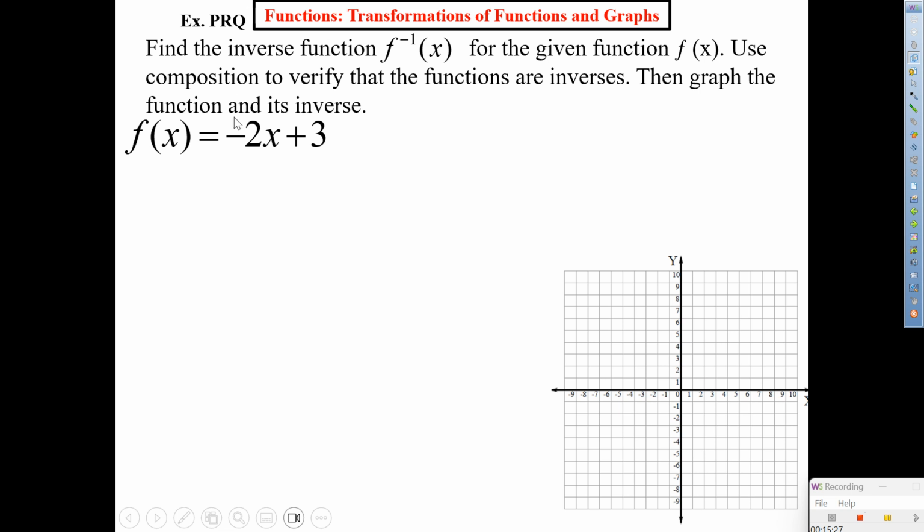On your paper, on your Cornell note, copy this one, please. Example, Power Rangers Q: f of x equals negative 2x plus 3. Don't copy the verbiage because I'm going to show you the process.